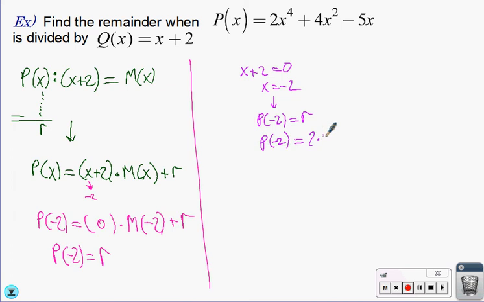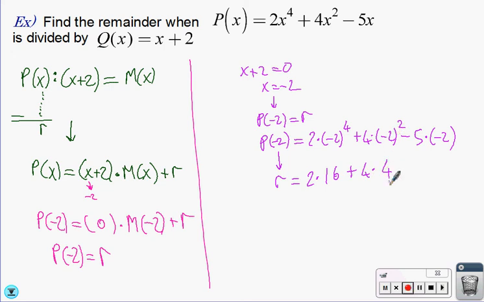Let's put minus 2, 2 times minus 2 power 4 plus 4 times minus 2 power 2 minus 5 times minus 2. So P of minus 2 is equal to remainder. Now I will find remainder. Minus 2 power 4. There is even power, so it will be plus. So 2 power 4, 2 times 2, 4 times 2, 8 times 2, 8 times 2 is 16. 4 times 2 minus 2 squared is plus 4. Minus times minus plus 10.